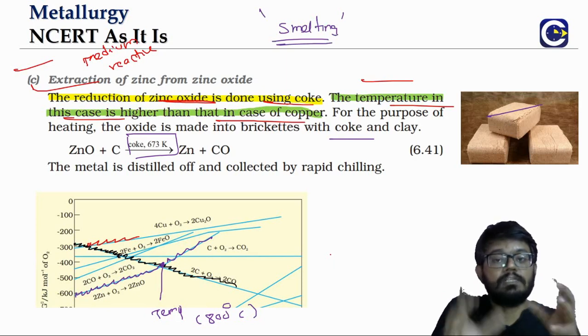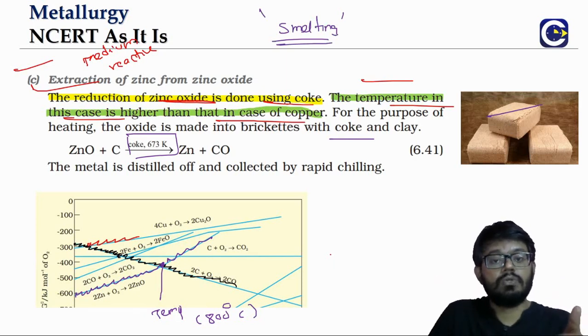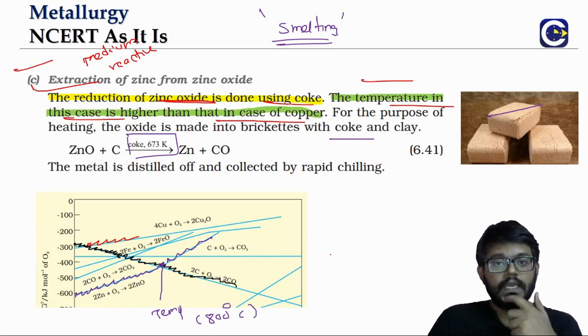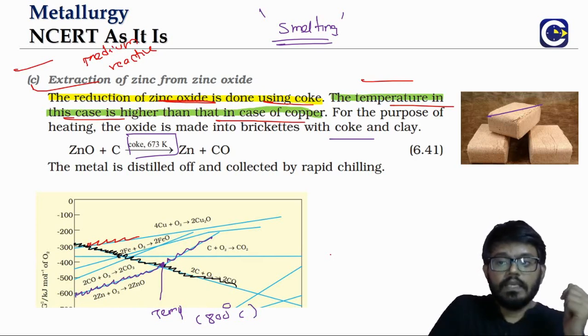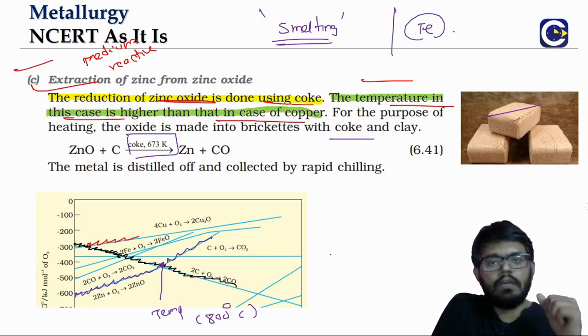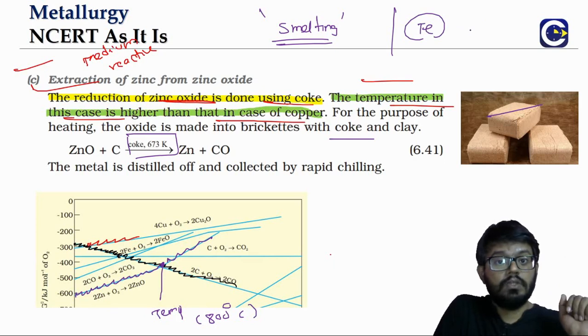Now when you see the word smelting somewhere, this is a word that is used often in the case of iron and zinc. Don't think it is something else. What is smelting? The reduction process that is using heat. In the case of iron, we have seen the blast furnace, the temperature goes all the way up to what? 2200 Kelvin.